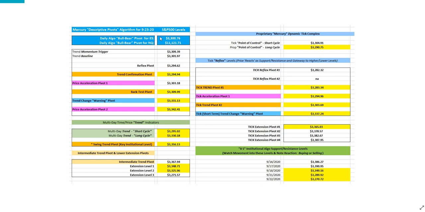So here you have yesterday, Wednesday the 23rd, the algorithms that were run. This data set was run almost 2 hours before the market opens. Now, I want to point out a couple levels. When you get multiple of these pivots at the same price, they become very important. So here you have our trend confirmation pivot at 3294, and you have our multi-day trend pivot within one tick at 3295.02. And then keep in mind, your daily bull bear pivot is at 3,300 plus a couple of ticks. So this is yesterday, Wednesday the 23rd.